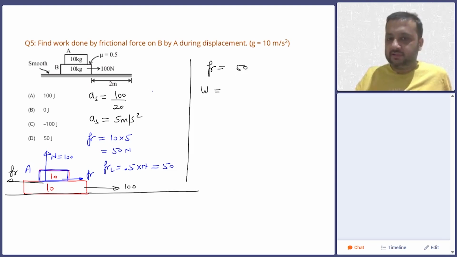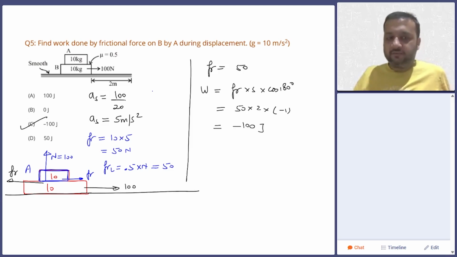So work done by the friction will be simply friction into displacement into cos of 180 degrees, because displacement of block B is towards the right and friction on block B is acting towards the left. So friction is 50 here, displacement is 2, and cos of 180 is -1, which means this becomes -100 joules. Notice that if we were to write the work done by the friction on block A, it would have been +100 joules, because on block A, the net friction is in the direction of the displacement.